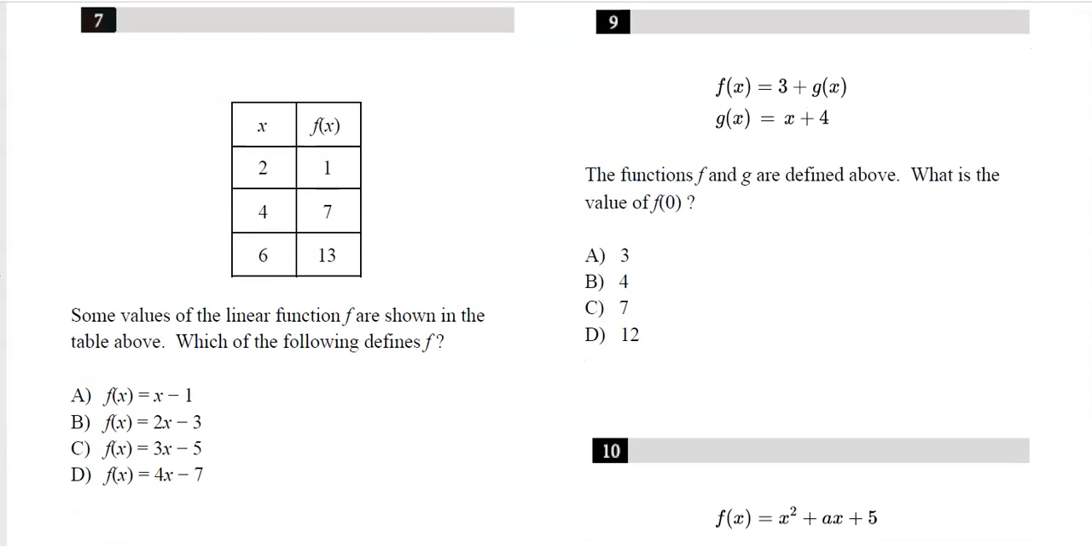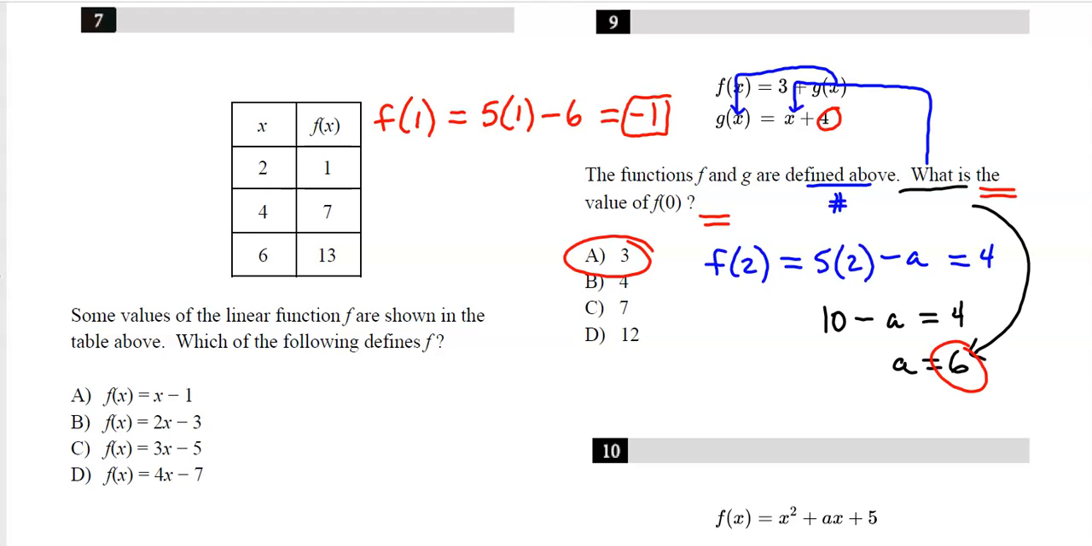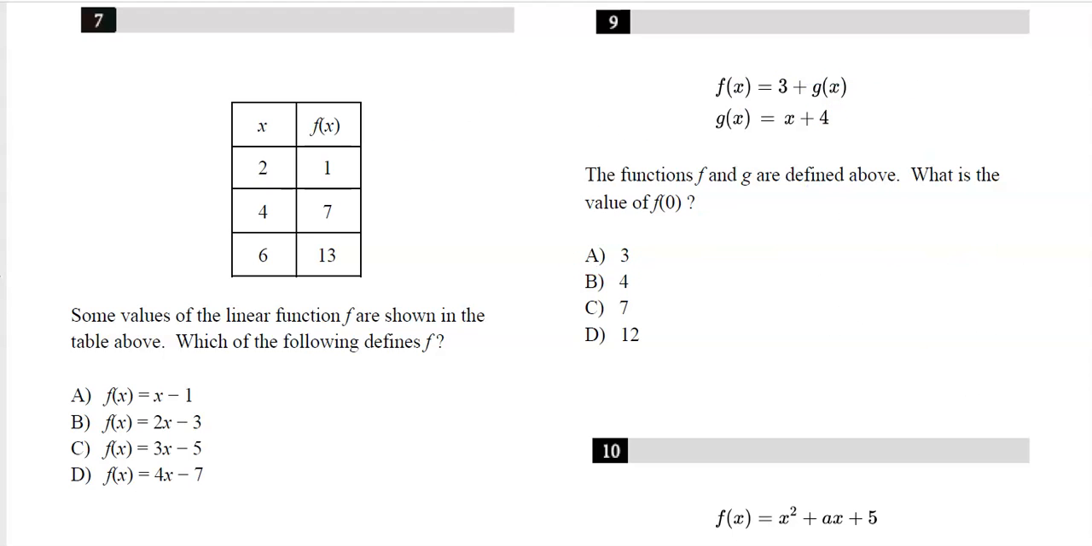Number 7. Another table. So some of the values are shown above, which of the following defines f. So again, you have two options. Option number 1 is plug in the x and the y values and see if they work. I'm going to use method 2, which is much faster. I'm going to use the slope.